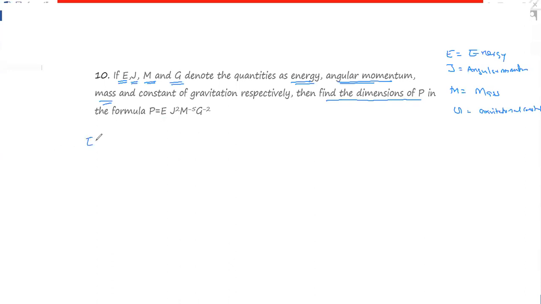Dimensional formula of E. E is the energy, right? Energy is M L square T raised to minus 2. And next one, J square. What is J? J is angular momentum, right? J equal to angular momentum. Angular momentum means linear momentum into radius. Linear momentum into radius, right? Angular momentum.